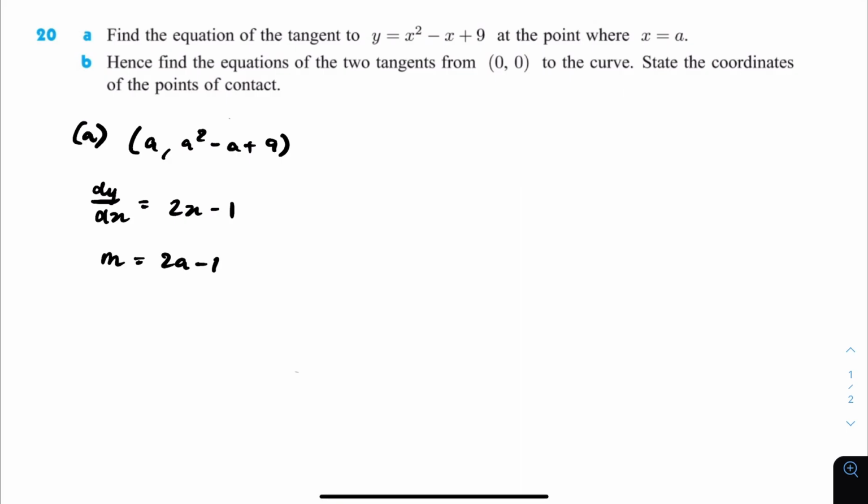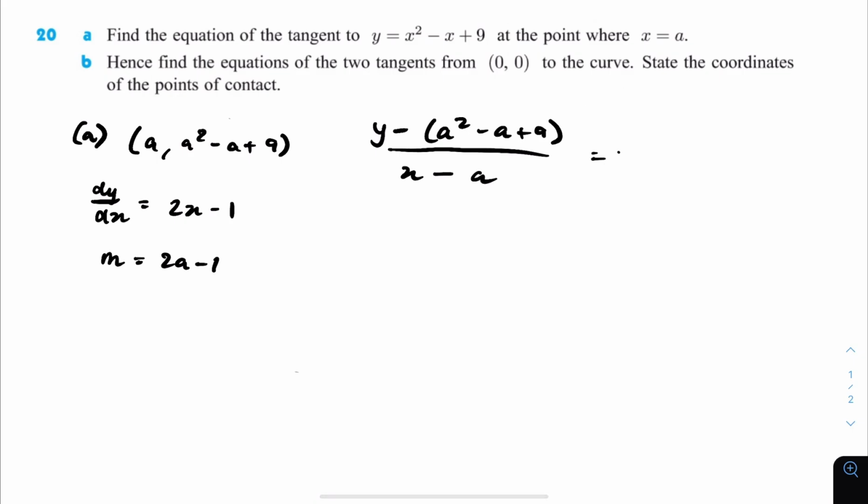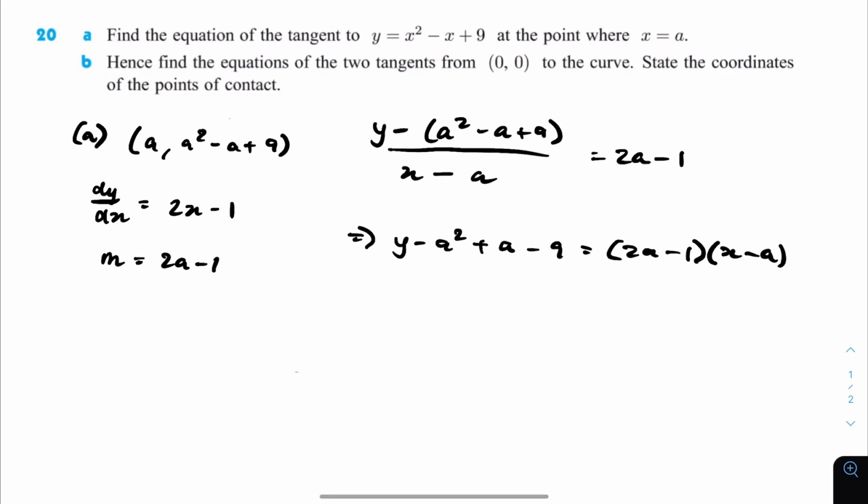Now, given this, our gradient is equal to y1 minus y2 over x1 minus x2. So if we let y1 be y and x1 be x, we get y minus our y coordinate, a squared minus a plus 9, over x minus a, is equal to 2a minus 1. If you multiply everything out, you get y minus a squared plus a minus 9 is equal to 2a minus 1 times x minus a. So y minus a squared plus a minus 9 is equal to 2ax minus 2a squared minus x plus a.